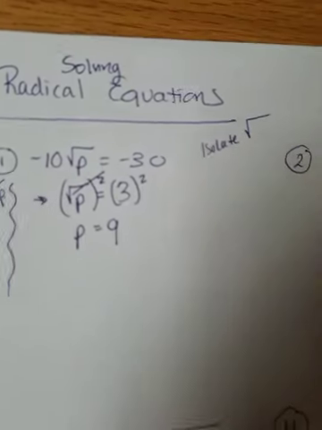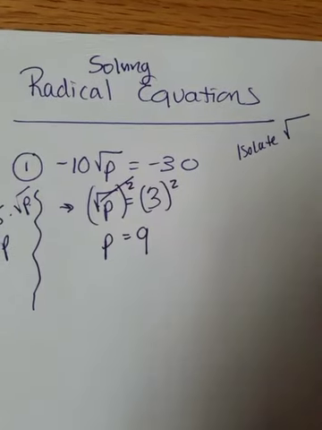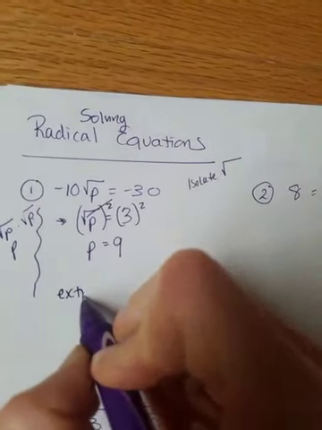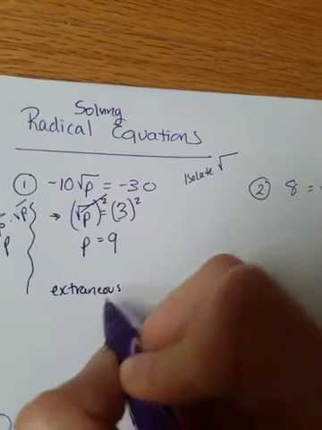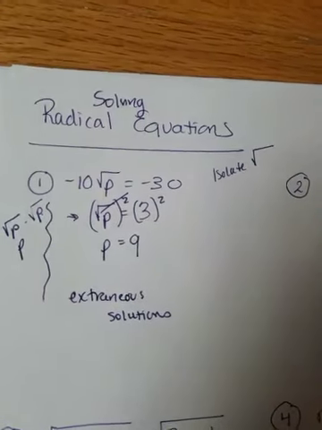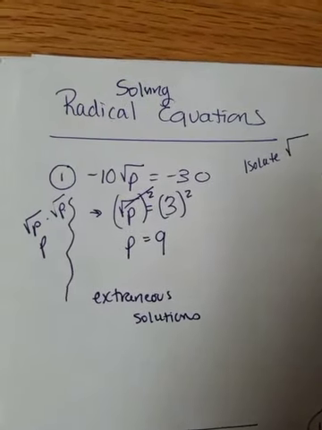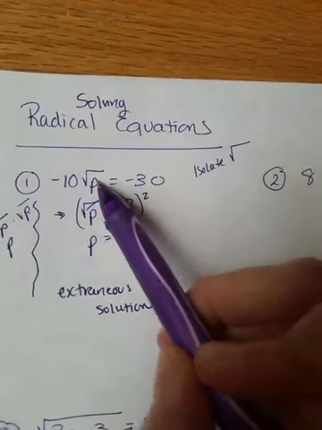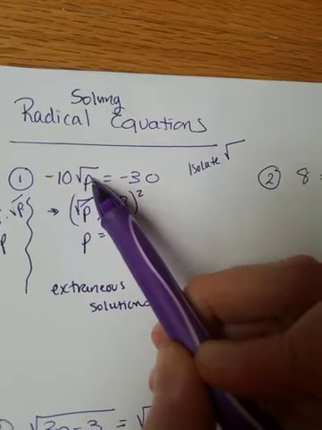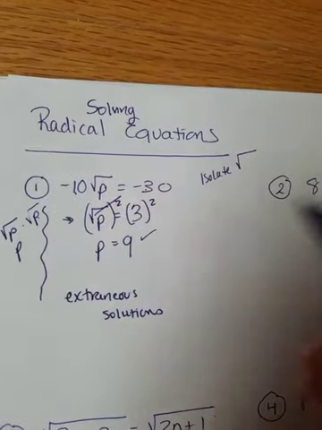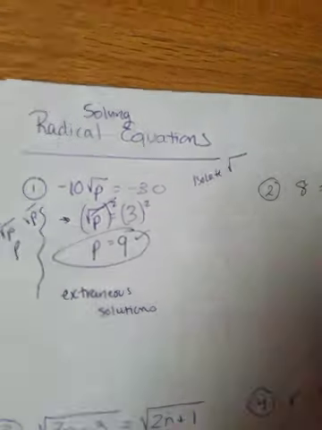9. Now, for these, you do want to do a quick mental check because sometimes you're going to get what's called extraneous solutions, which we've talked about before. Extraneous solutions means that you solve the problem correctly, but when you substitute it back into the original problem, it doesn't work. So let's just do a quick mental check. I put 9 in here. Square root of 9 is 3. 3 times negative 10 is negative 30. So, yep, that works. That's my answer, and I'm done.